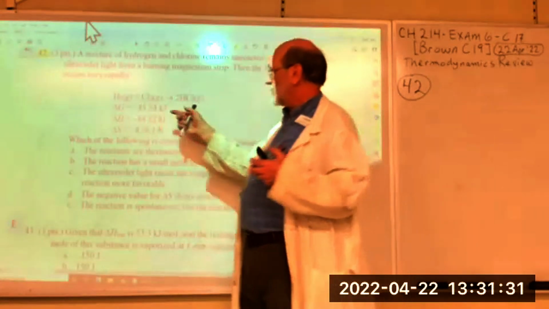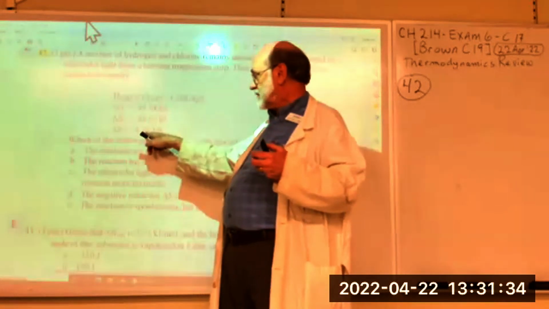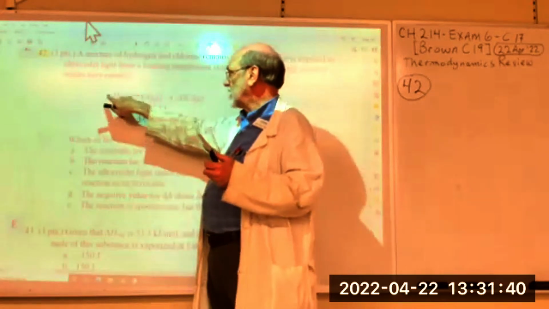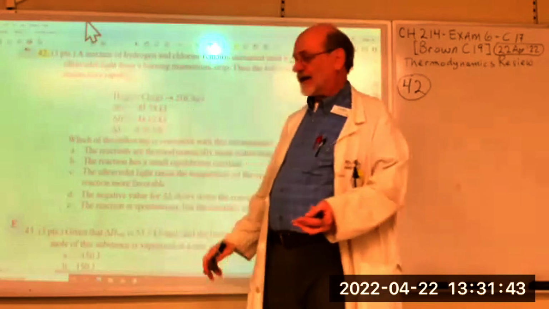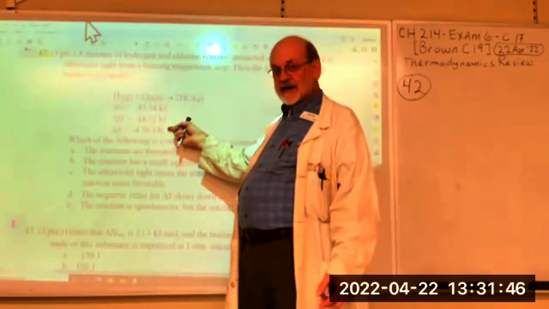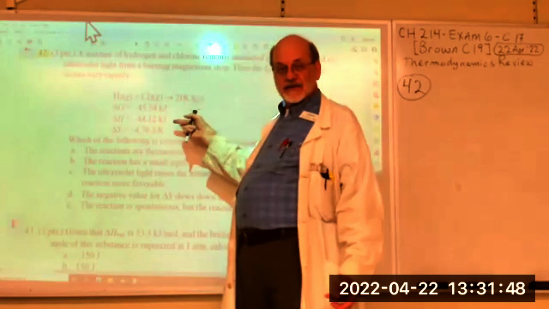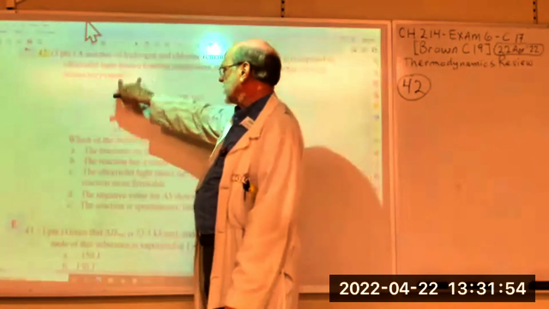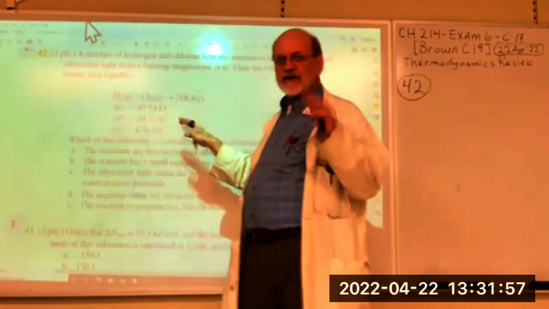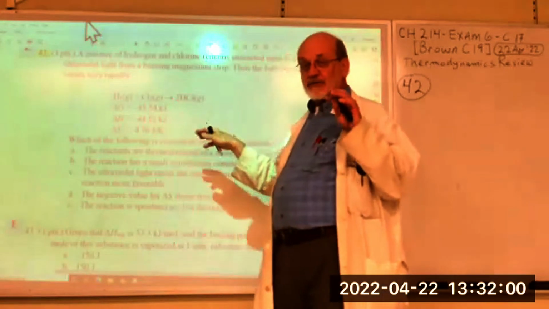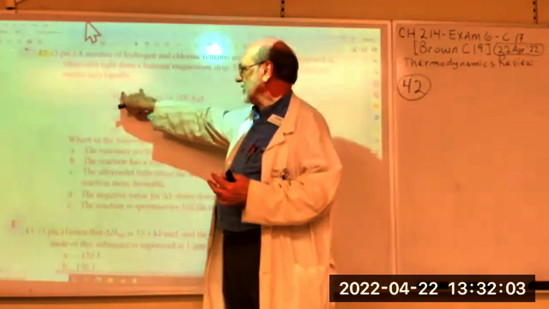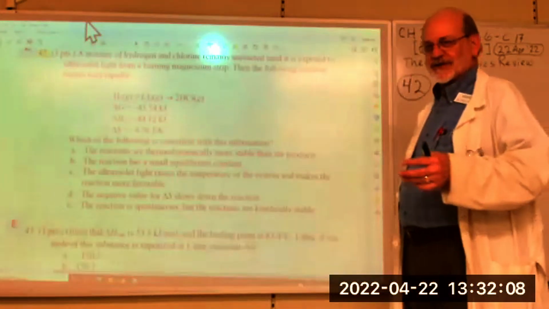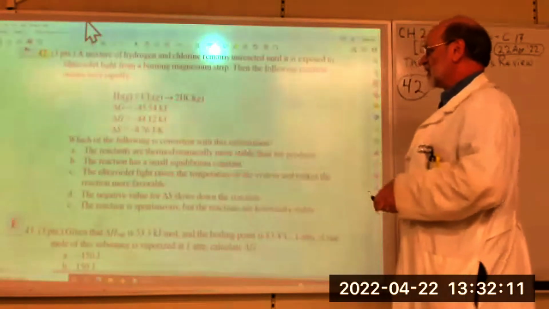So what that means is we can't deduce the entropy from the number of gas molecules. Going from 2 to 2 doesn't tell us anything. This tells us definitely that it is negative delta S for this. It's more ordered. Well, actually, that makes sense, right? You got these two separate, and then you got this one. So it does comply with what we would expect. Less ordered, more ordered, negative delta S. Okay, but that's not the question. Which of the following is consistent with this information?